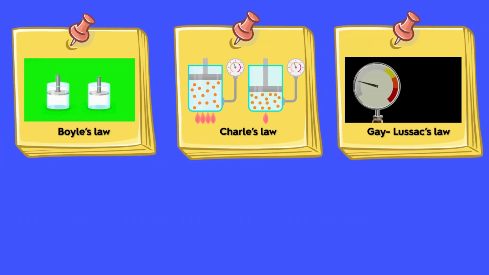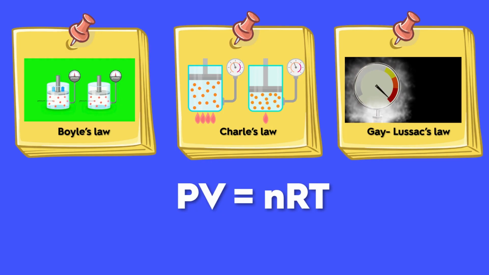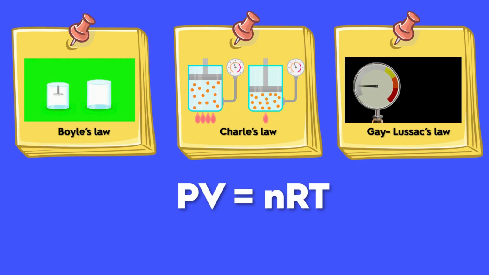So far, we've seen how these three simple relationships knit together into the ideal gas law. P times V equals N times R times T, our go-to model for gases.